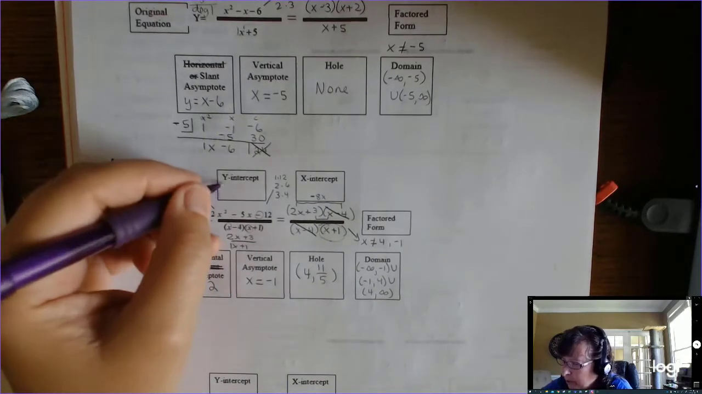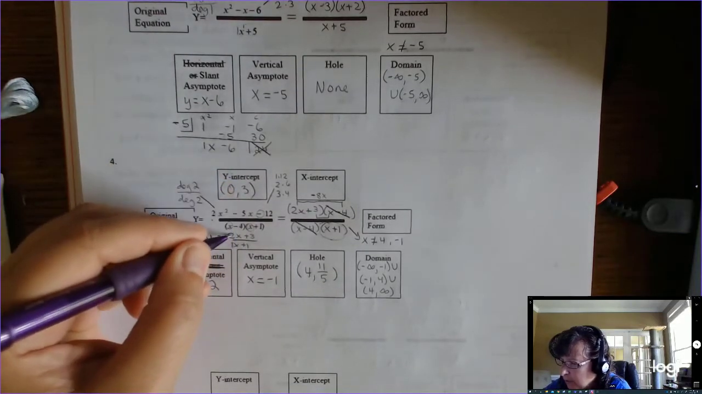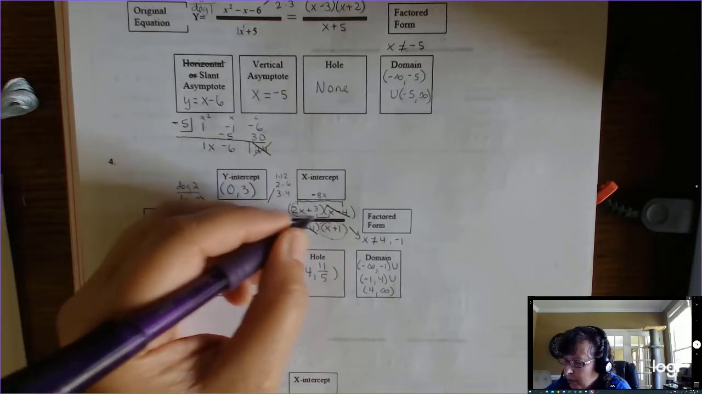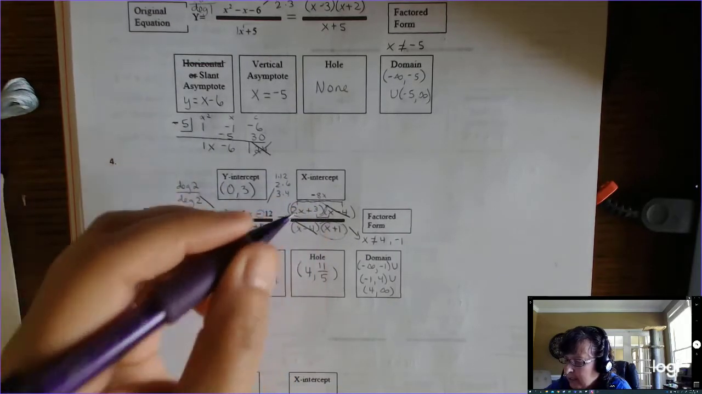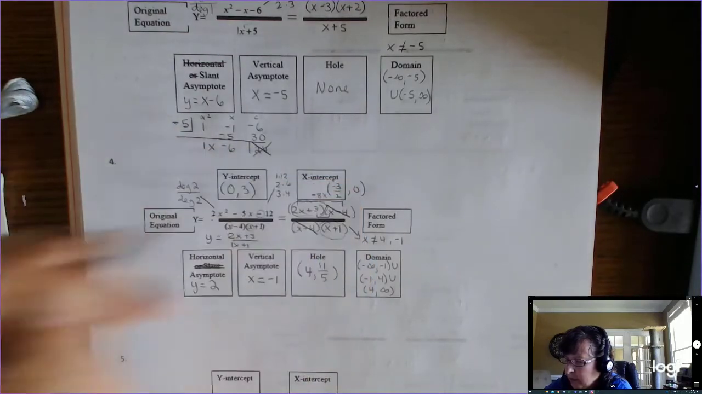The y-intercept, you put 0 in for x, so that gives you 0, 3, because that's gone and that's gone. The x-intercept, you look at the numerator 0 only after canceling. So that's going to be negative 3/2, 0.